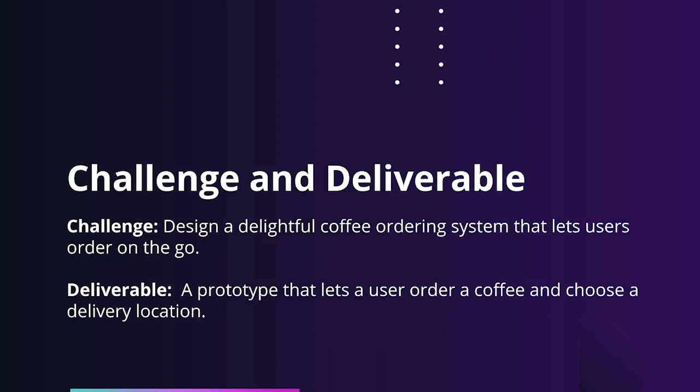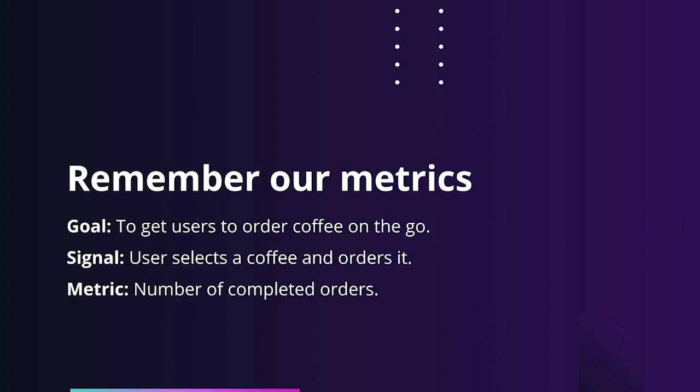So we have an inspiring challenge and we have a very specific deliverable of what it is that we want to create. Next, we want to talk about the metrics. So remember the goal. The goal is to allow users to order coffee. That's the key thing here. Next, how do we know that we fulfilled that goal? It's the signal. A user selects coffee and orders it. And finally, the metric. When we're testing with users with our prototype, how do we know we're successful? Well, the number of completed orders. If all of the users that we test with complete the orders, then we know that the prototype works and that the flow is successful.